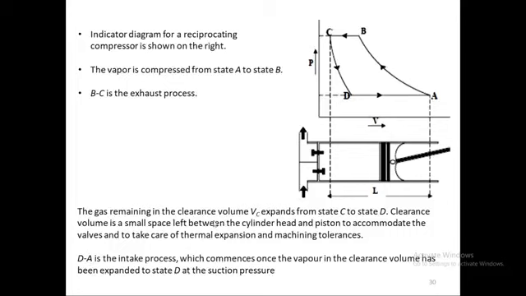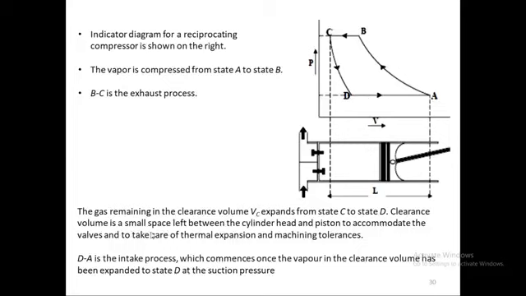The gas remaining in the clearance volume BC expands from state C to state D. So BC is the volume of the gas which is trapped, and then it will expand from state C to state D.